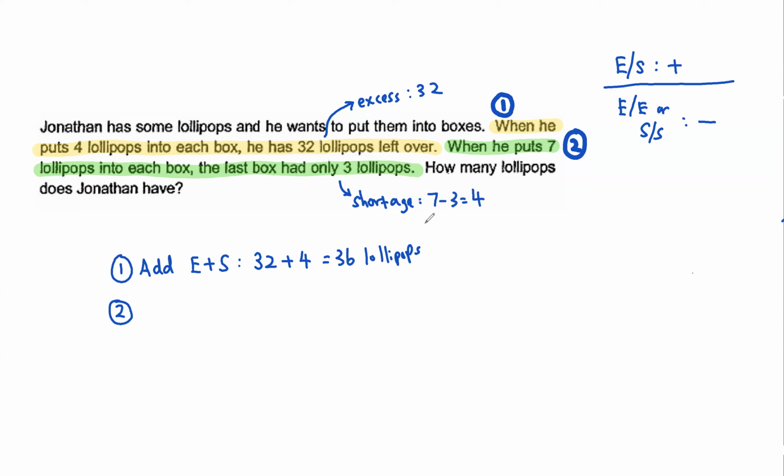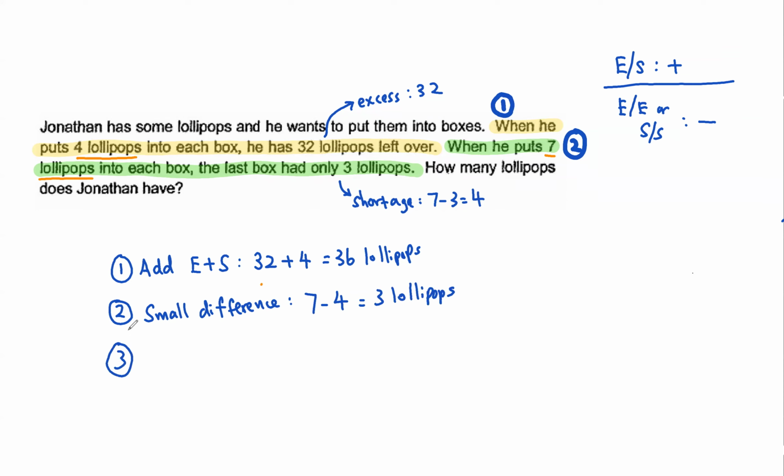So the one above is actually your big difference. The one here is your small difference. Now, for each box that Jonathan is putting the lollipops in, what is the difference of what they are getting? So for one box, they are getting 4 lollipops each. In the second scenario, for one box, we are putting in 7 lollipops. So the difference is just 7 minus 4, and that will give us 3 lollipops difference, your small difference.